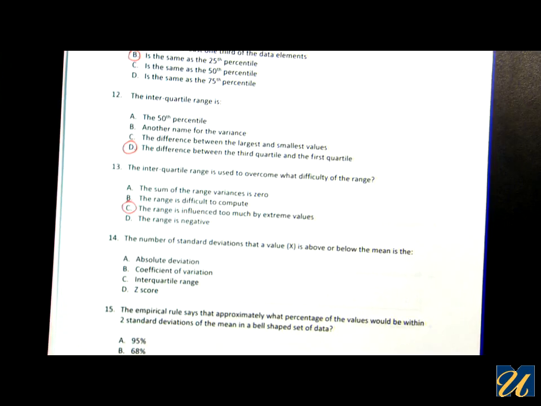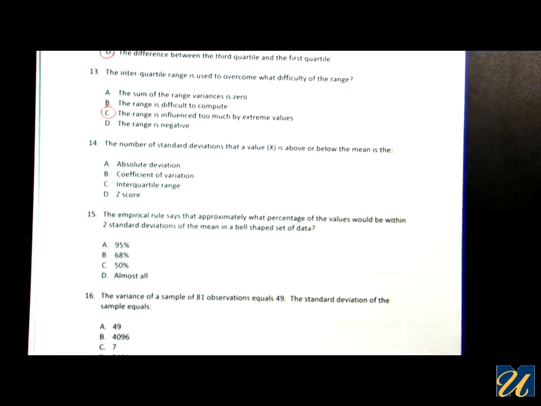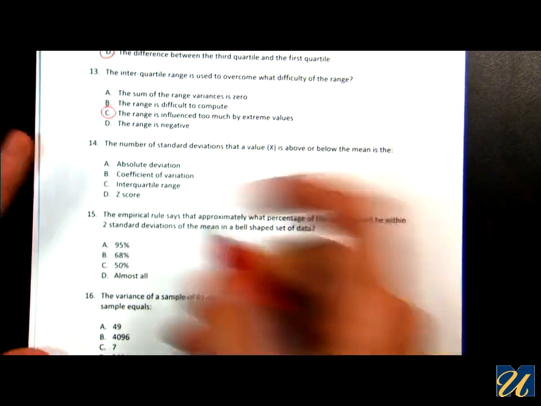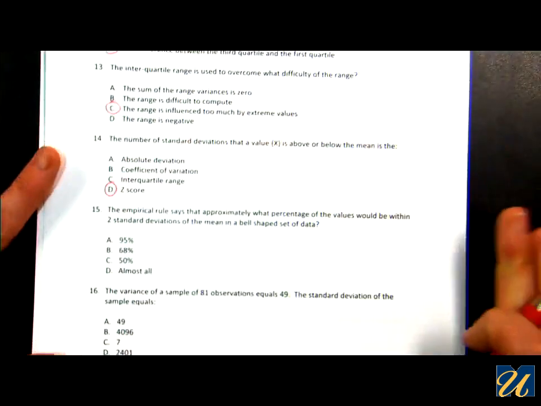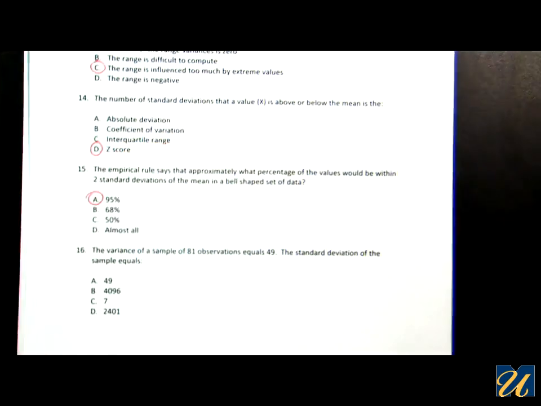14, the number of standard deviations that a value is above or below the mean. This is the definition of a z-score. The empirical rule says that approximately what percentage of the values would be within 2 standard deviations of the mean in a bell-shaped set of data. So the correct answer will be 95%.